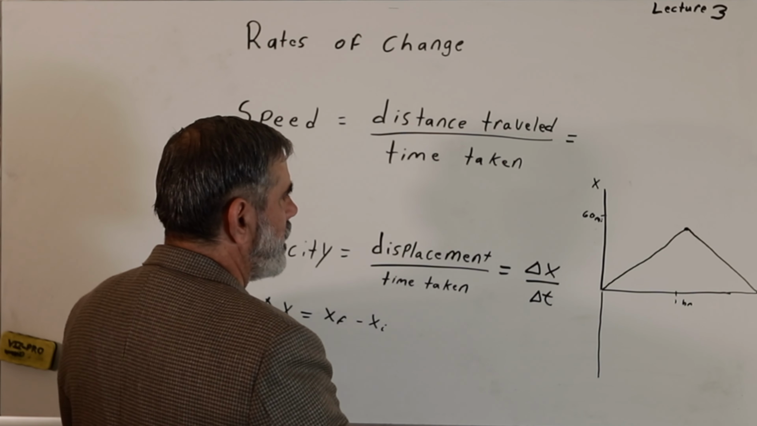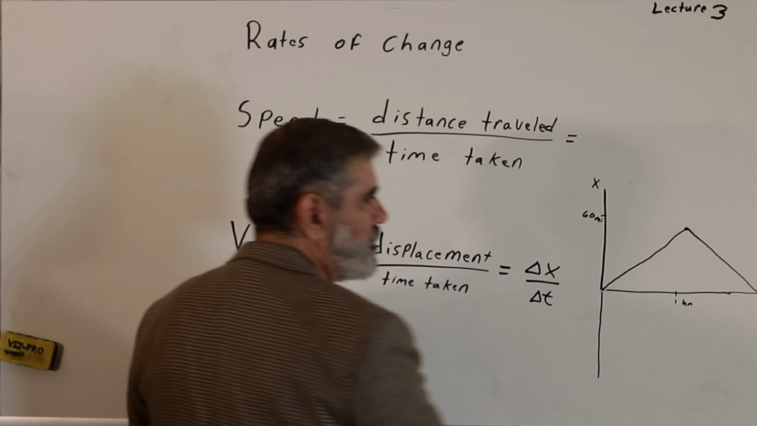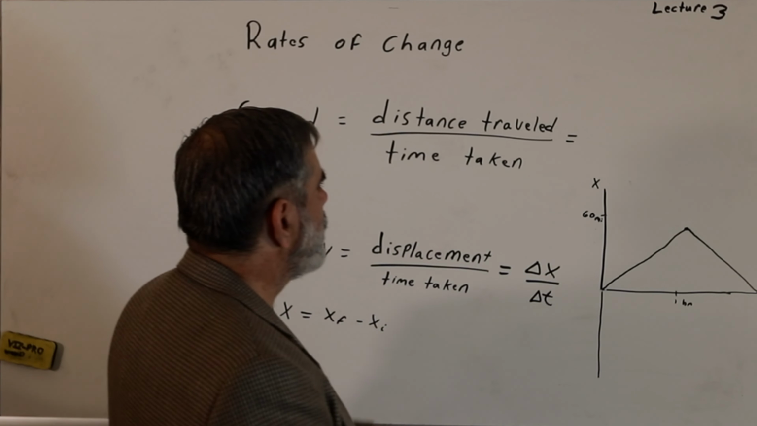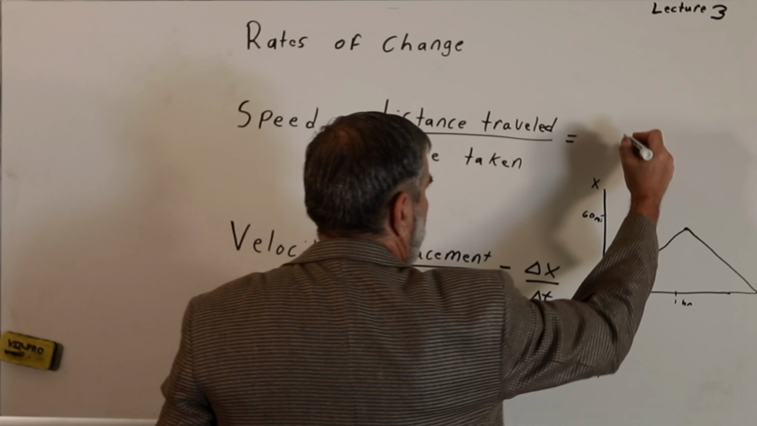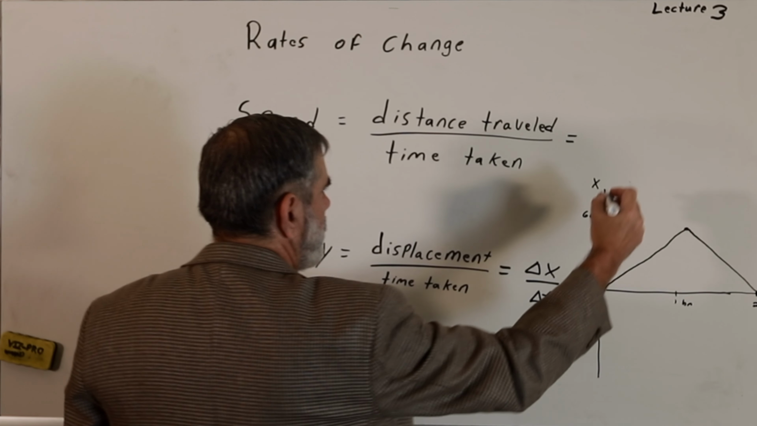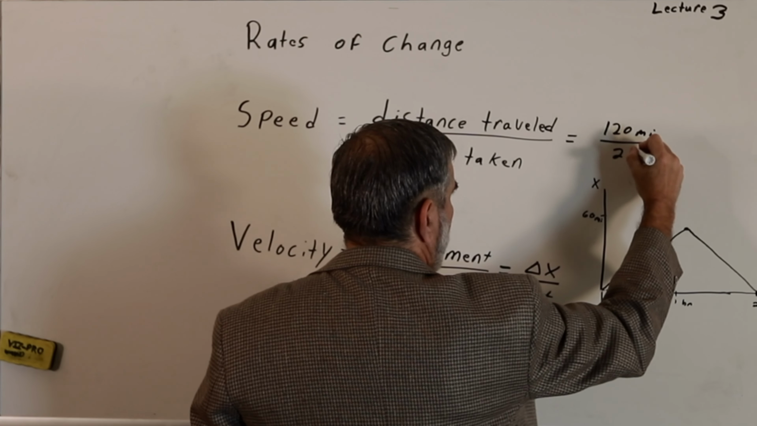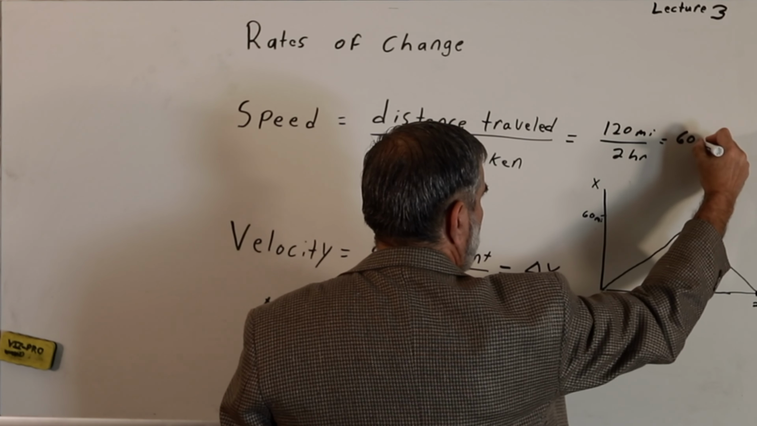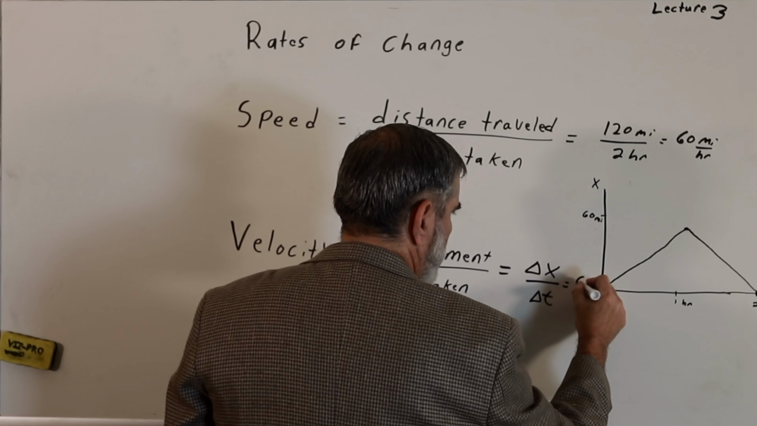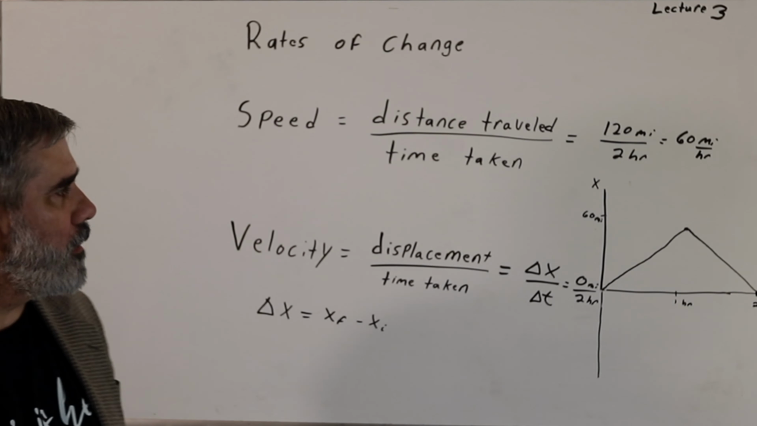The speed, however, is the distance traveled. Well, I traveled 60 miles, and then I traveled another 60 miles. Now, even though I traveled in the opposite direction, I still have a total of 120 miles that I've traveled. So I have 120 miles divided by the time taken, which we presume is 2 hours. So if this is at 2, then our speed would be 120 miles divided by 2 hours, which is, of course, 60 miles per hour. Whereas this one was 0 miles divided by 2 hours, which is 0 miles per hour.